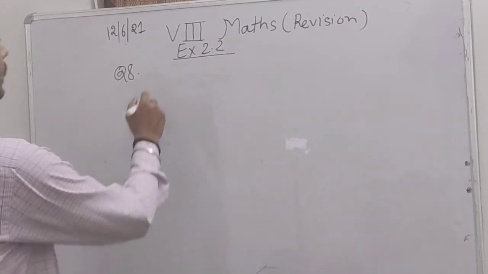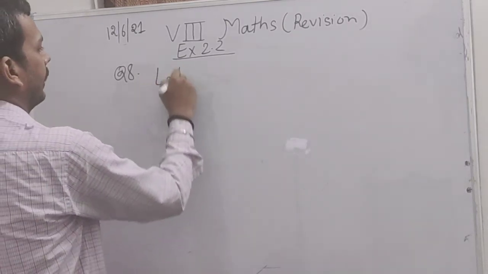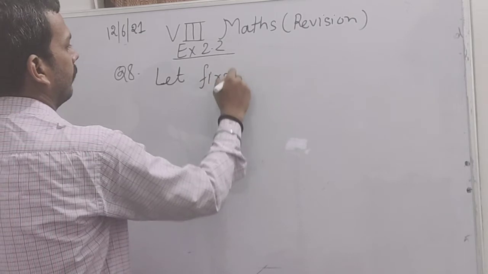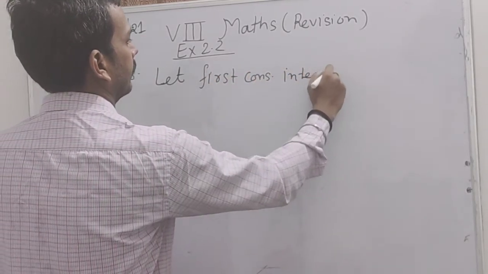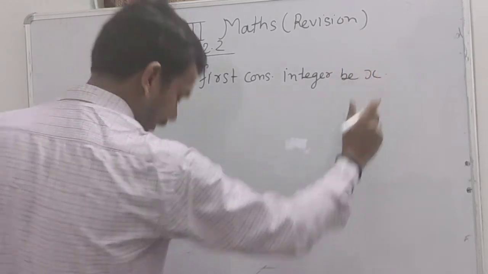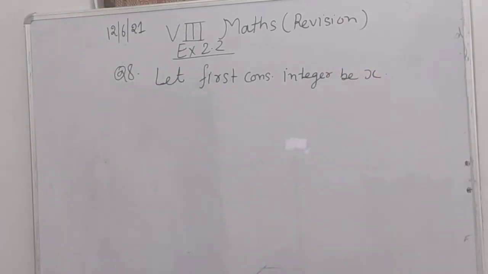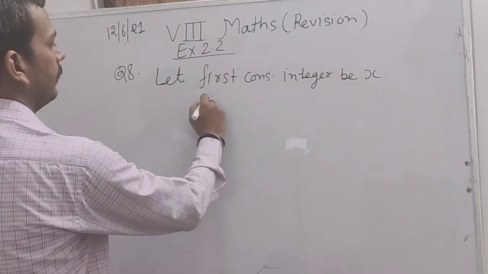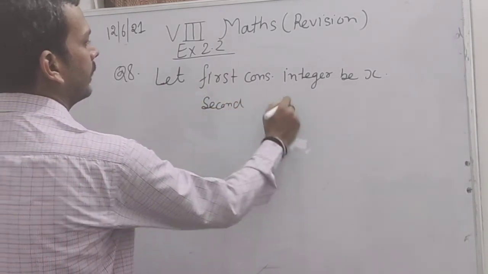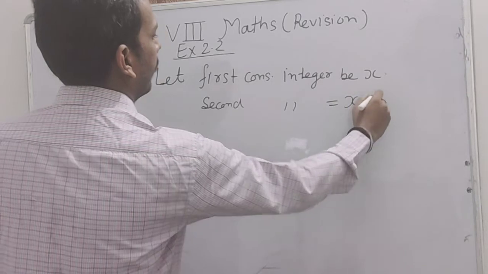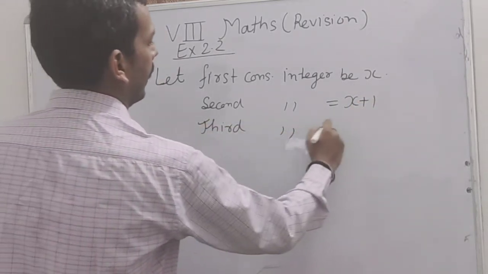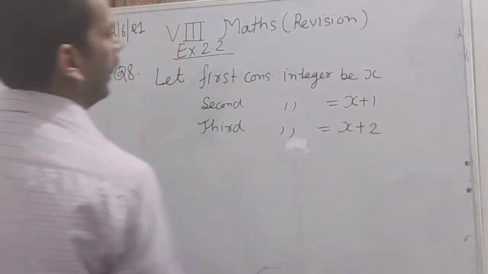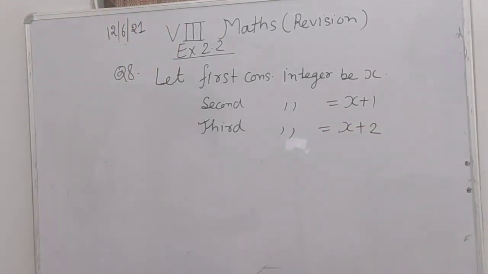So we will write down, let the first consecutive integer be x. The second consecutive integer will be x plus 1, and the third will be x plus 2. We will add 1 and 2 to get x plus 1 and x plus 2.